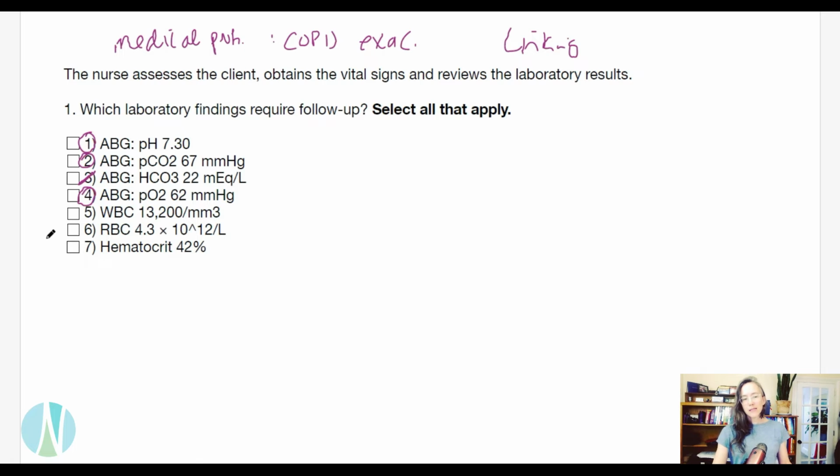Now, what about the WBCs? That was concerning because it's high, and I'm wondering if they're starting to develop an infection. So maybe that's part of the medical problem that I would keep in mind. And then RBCs and hematocrit were normal. So those are my answers. And normally you're not going to know what your answers are after each question. You should find out at the end, but definitely those are the correct answers.